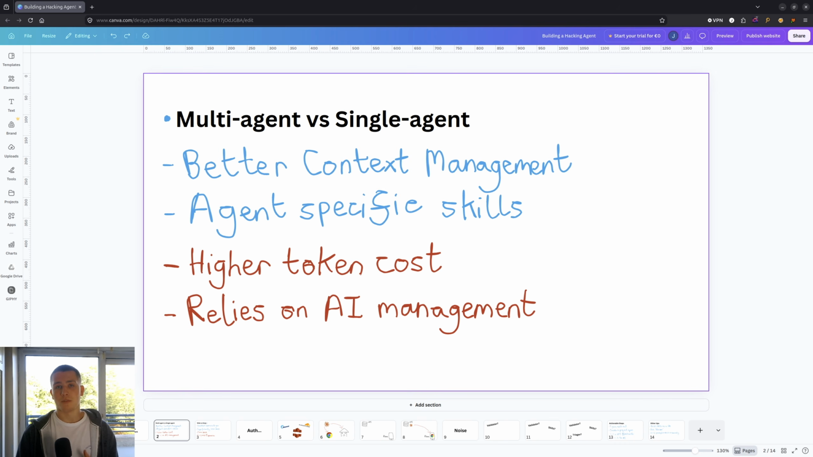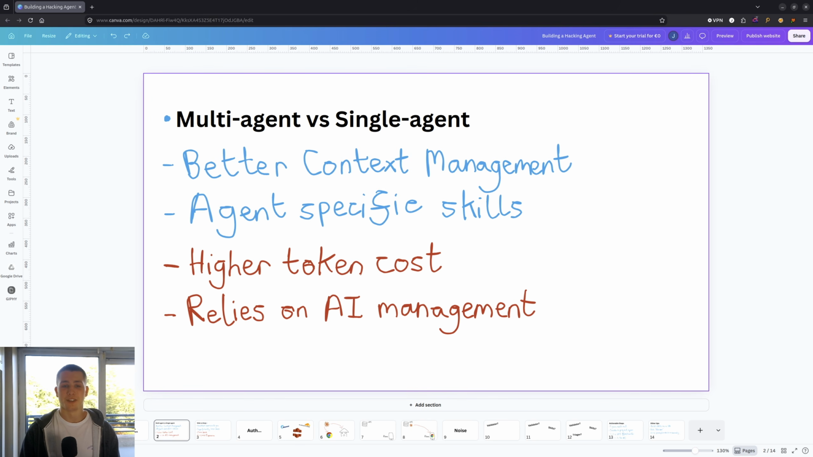Also, when you have this orchestrator agent, you're relying on the AI to manage other agents, which honestly I don't think it's very good at. Personally, I've found that the AI is not very good at managing other agents, from my experience anyway. And obviously, if you have the single agent, it's the flip side of this.